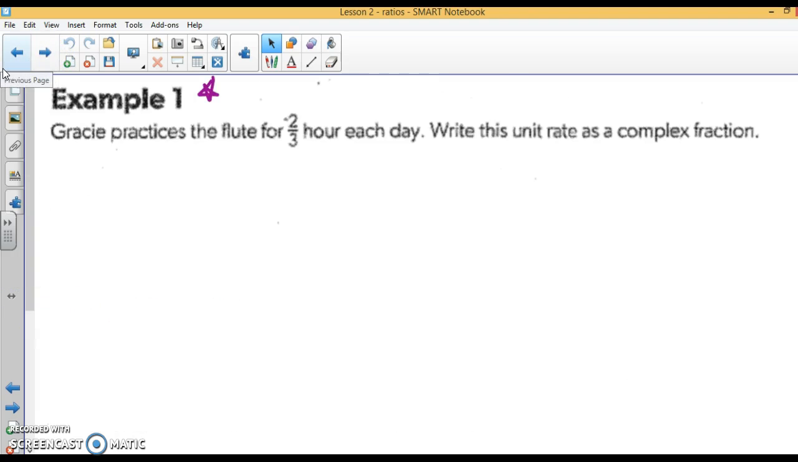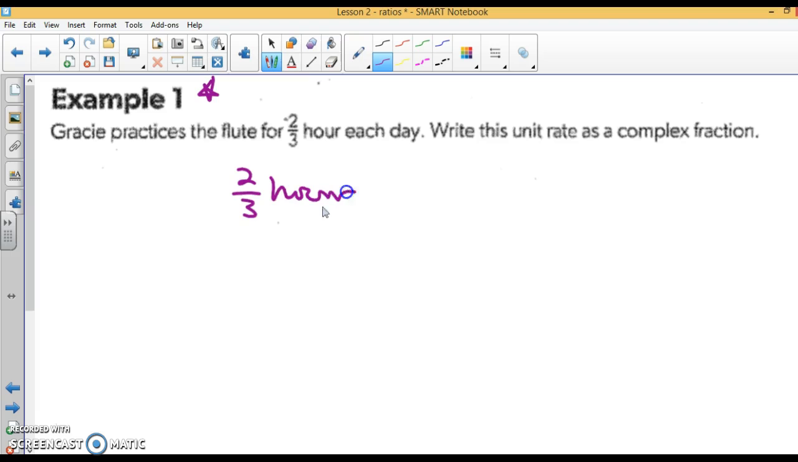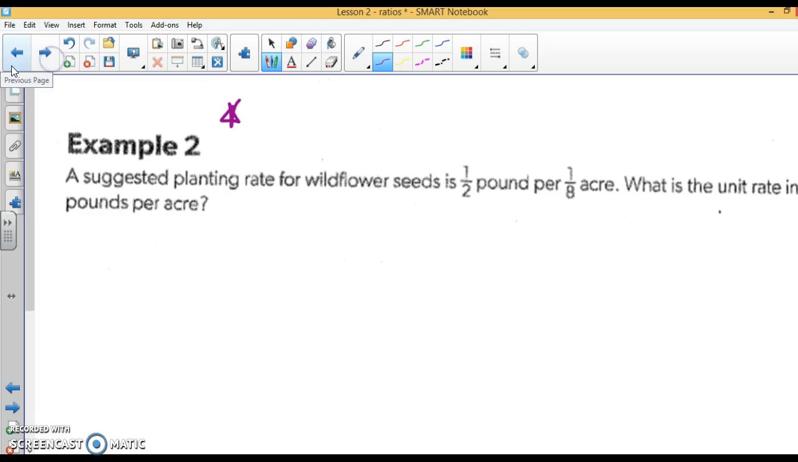All right, Gracie practices the flute for 2/3 of an hour each day. Write this unit rate as a complex fraction. Well, she does 2/3 of an hour per 1 day. That's a complex fraction. 2/3 of an hour per 1 day.